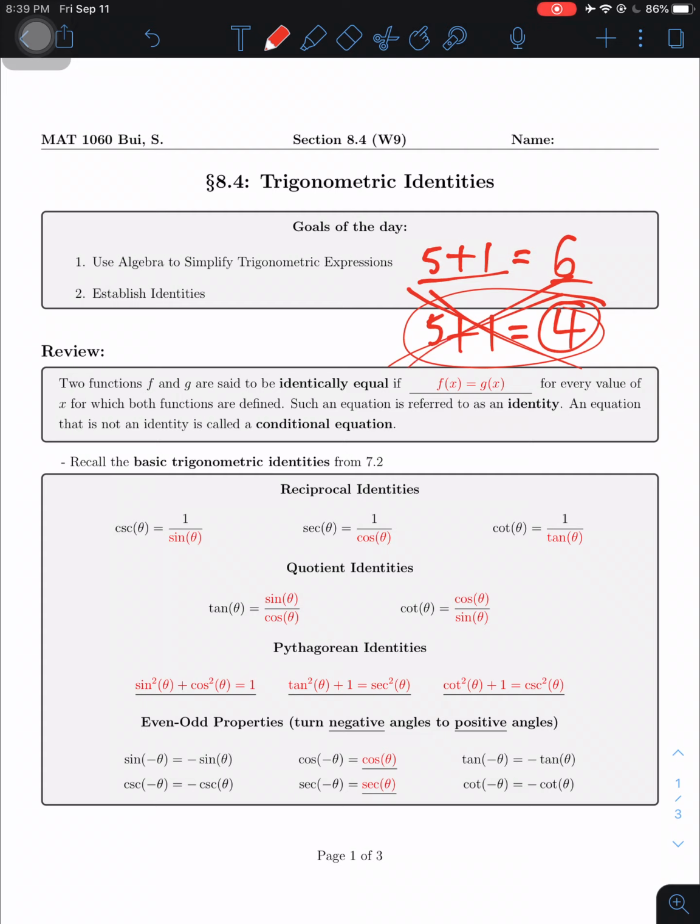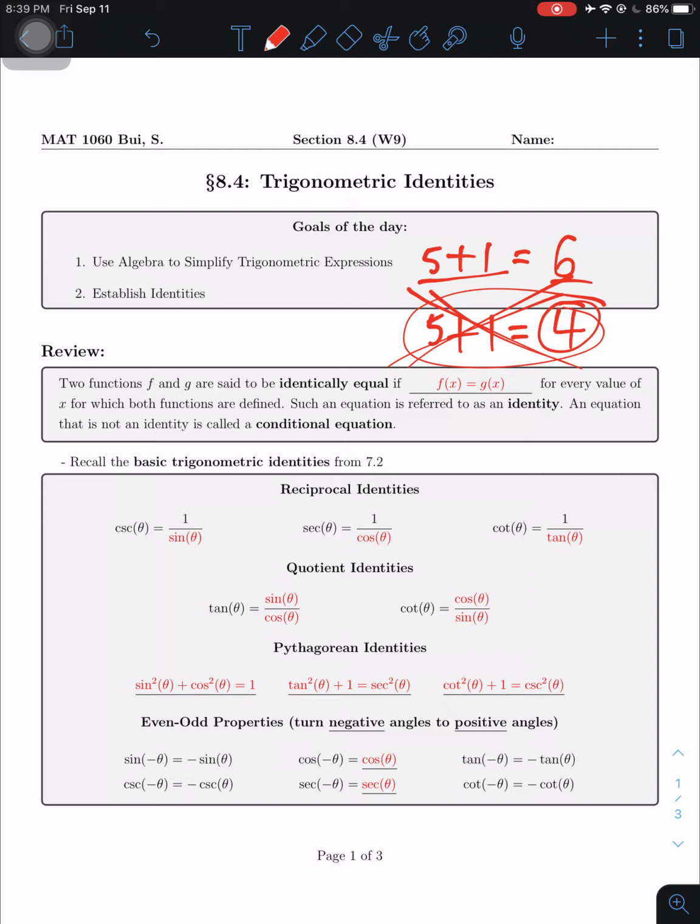A little reminder throwback to section 7.2, where we have a lot of identities. We have reciprocals, or if you want to be casual, you can call them the flips. One C function pairs up with one non-C function, right? So cosecant goes with sine, secant goes with cosine, cotangent goes with tangent, and so on.